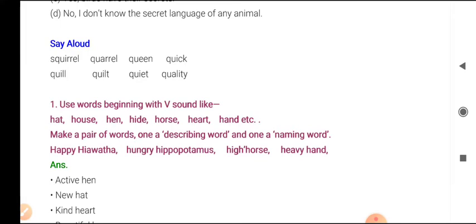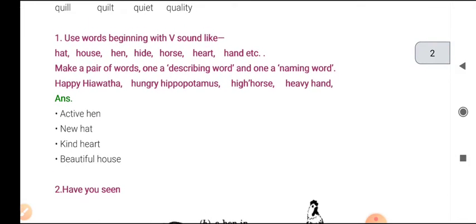Next, moving on. Use words beginning with H sounds like head, house, hand, height, horse, herd, hand, etc. Make a pair of words, one a describing word and one a naming word. Happy Hiawatha, hungry hippopotamus, high horse, heavy hand. So some of the examples are given here as answers. Active hand, new hat, kind heart, beautiful house.